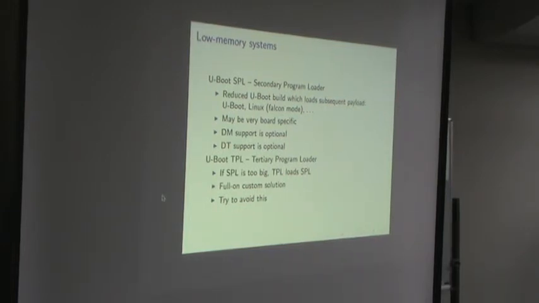So the SPL fits comfortably, including device tree and driver model, into 64K. If you really cut it down, 32K is good. But if you go below that, like a system with less than 32K OCRAM, you might have issues. There is a way around that.